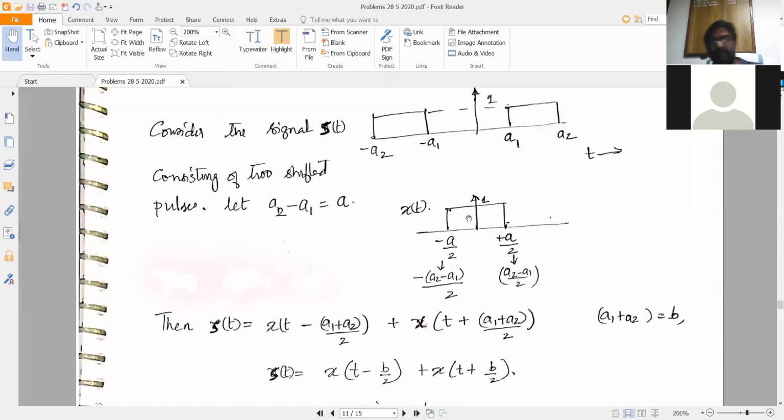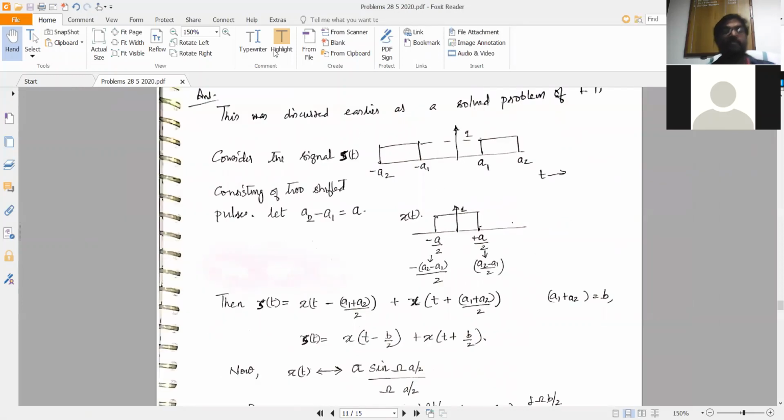So this function was shifted to the left to get this part, and this function was shifted to the right to get this part, and this function was shifted to the left to get this part. Okay. So you move this to the right by some time to get this, and you move this to the left by some time to get this part.